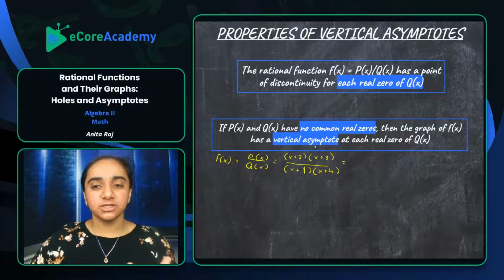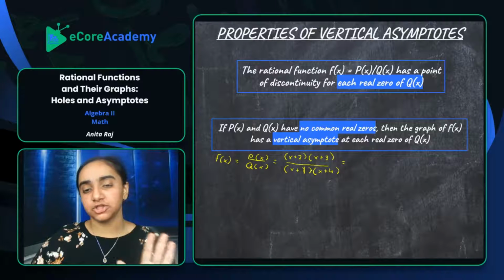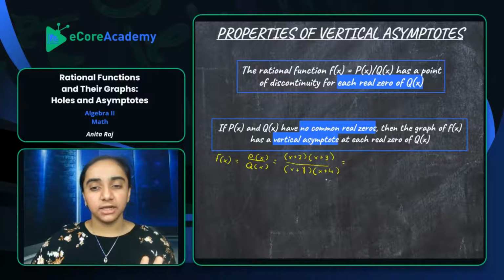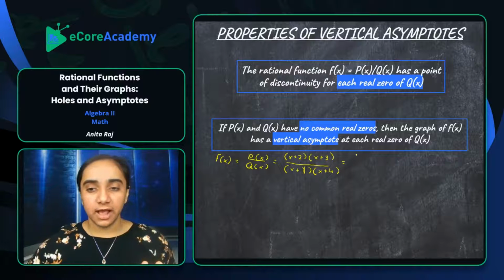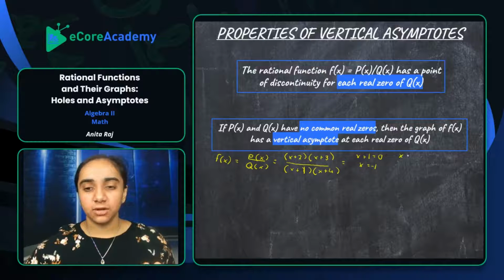So then the graph of f of x has a vertical asymptote at each real zero of Q of x. We're going to disregard P of x for now and just focus on Q of x. And here we have two real zeros. We have a 0 at x plus 1 equals 0, so x equals negative 1. And we have a 0 at x plus 4 equals 0, so x equals negative 4.